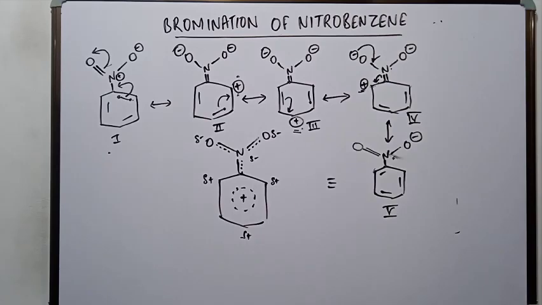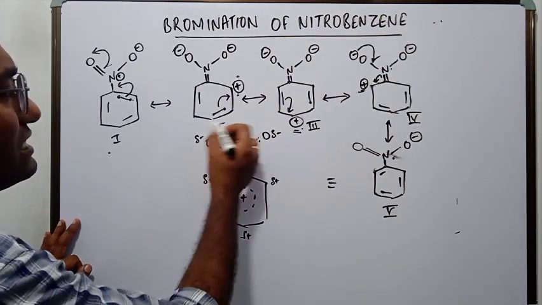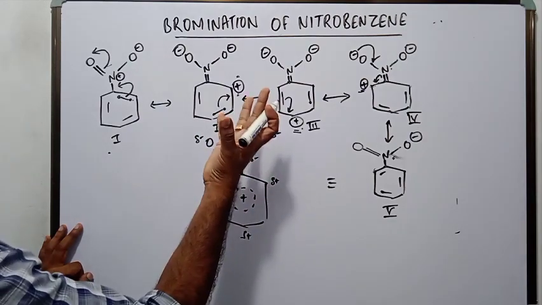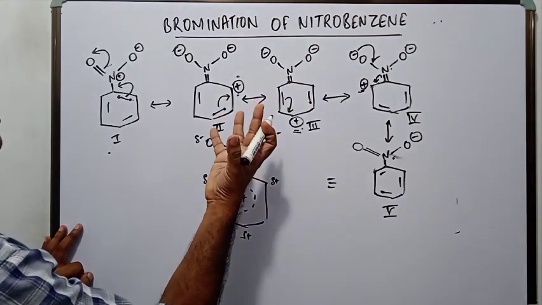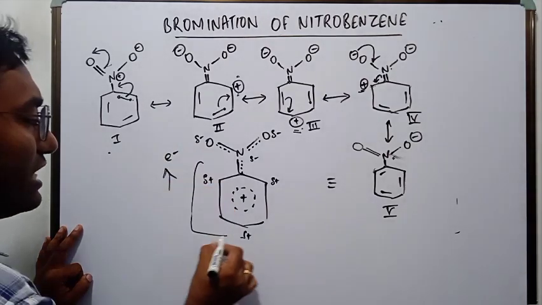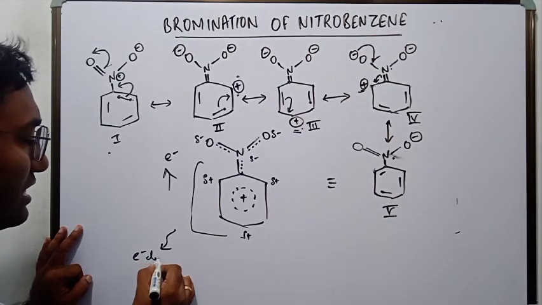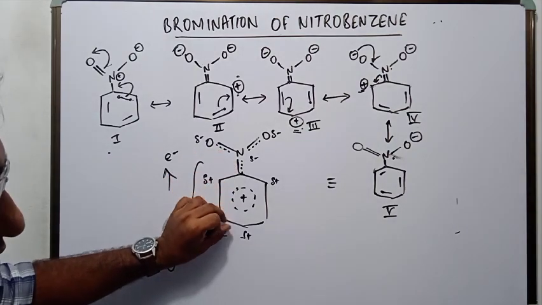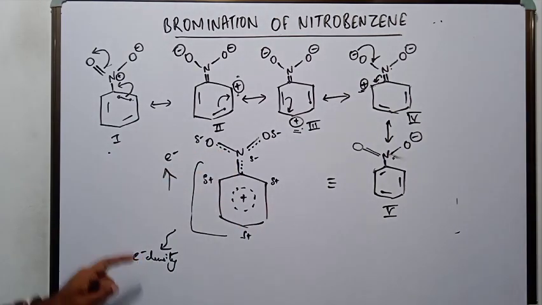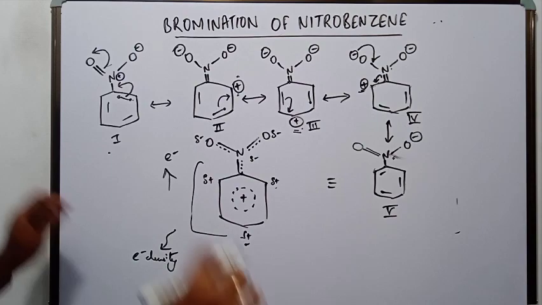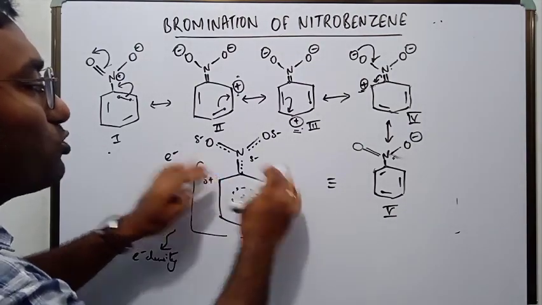So what do we infer? The inference that we have is that the nitro group is an electron withdrawing group. It withdraws electrons from the phenyl ring towards itself. By withdrawing electrons towards itself, the benzene ring's electron density is decreased. There is a decrease in the electron density of the benzene ring, specifically at the ortho and para positions. Electron density has decreased overall, but specifically it has decreased at the ortho and para positions.